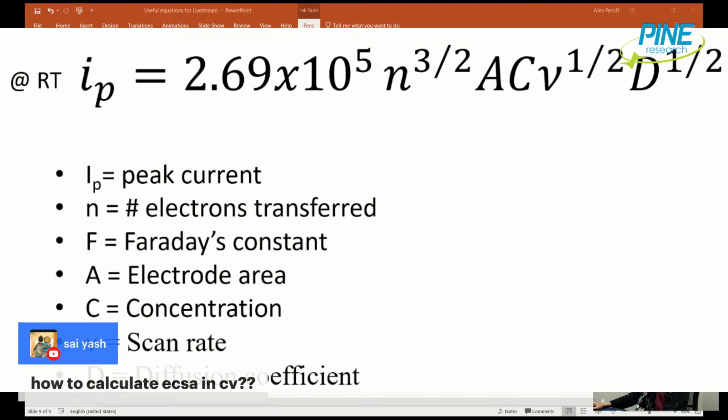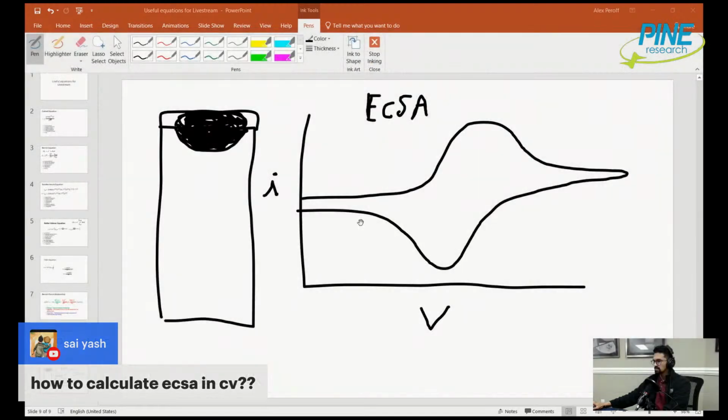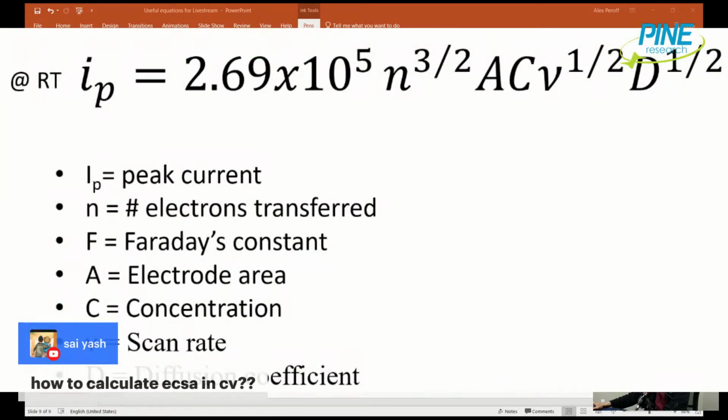All right. So A is a calculable thing in this equation. We can take the peak current, which is this guy right here in our forward sweep, and we can relate it back to all this stuff. Now, to determine the area, the electrochemically active surface area, we need to know what everything else is besides A, besides the area. It means that we need to know what the concentration of the analyte is.